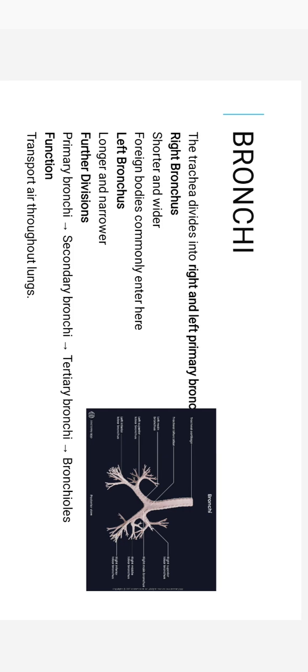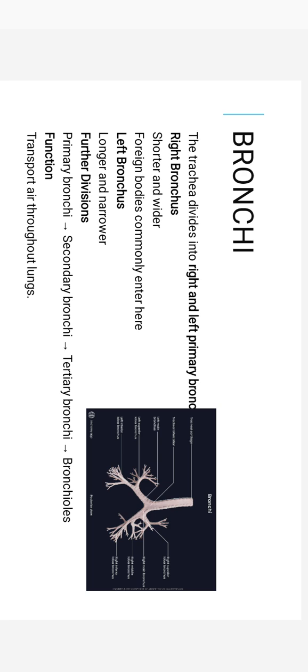Next, bronchi. At the lower end of the trachea, it divides into two main branches called the right and left pulmonary bronchi, primary bronchi. These bronchi carry air into the lungs. The right bronchus is wider, shorter, and more vertical compared to the left bronchus. Because of this, inhaled foreign bodies are more likely to enter the right bronchus. The left bronchus is narrower and slightly longer because of the position of the heart.